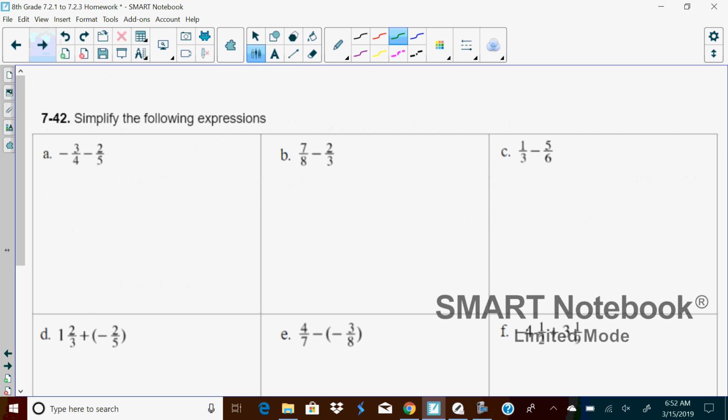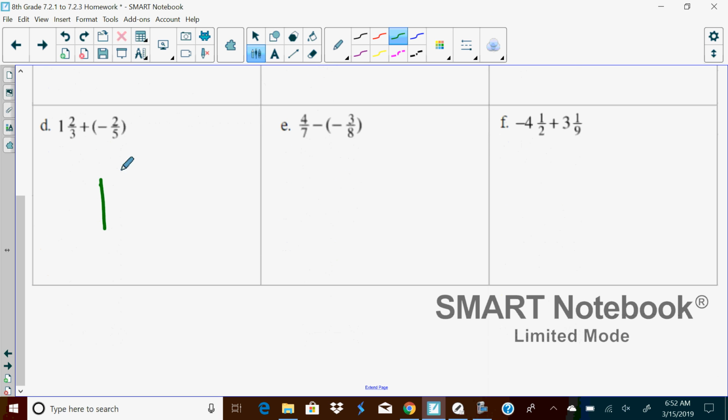Problem number 42, I'm just going to put these straight into my calculator, make sure I know how to use my calculator keys. So A was 23 over 20, B was 5 over 4, 24, C was negative 1/2, D was 1 and 14/15, E was 53 over 56, and F was negative 1 and 7/18.